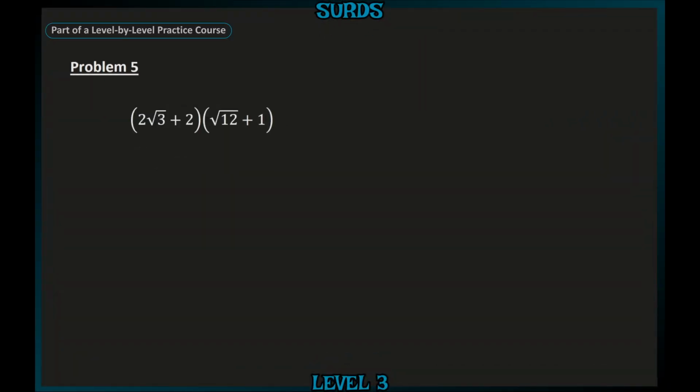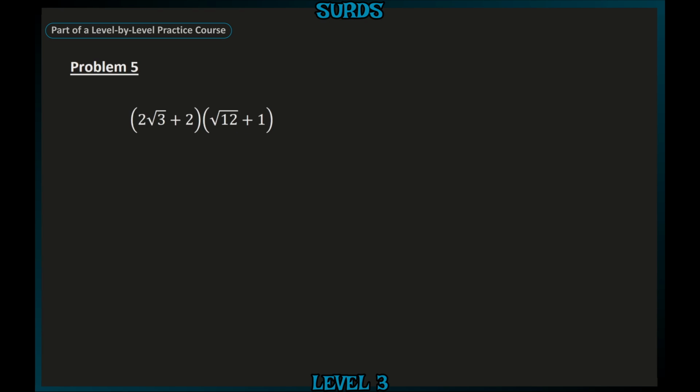In problem 5, we're simplifying 2 root 3 plus 2 multiplied by root 12 plus 1. Here we're expanding the product of 2 brackets. And if you'd like a bit more help with expanding brackets in general, take a look in the top right corner where you can see my course on expanding brackets.